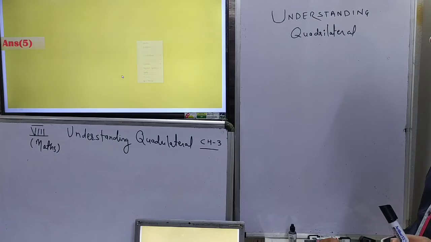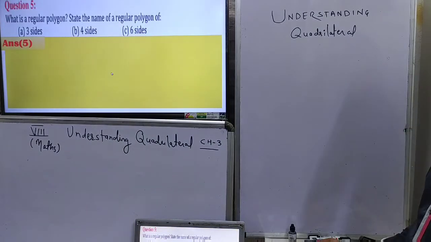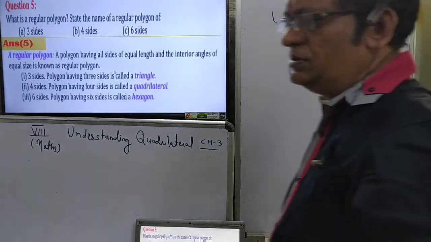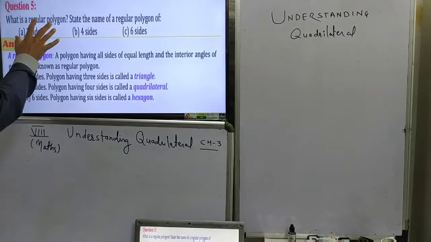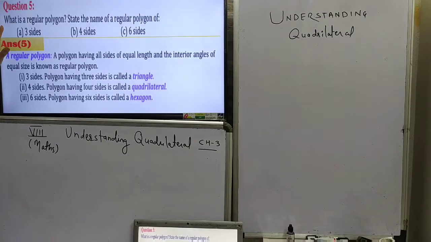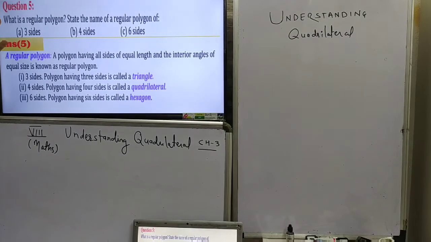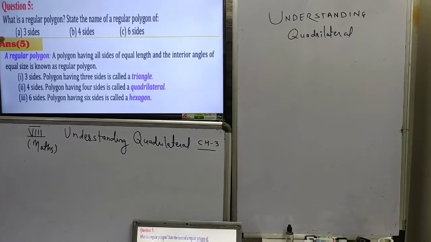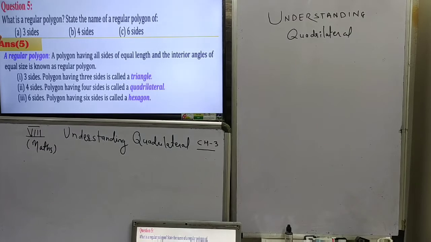Now we want to know regular polygon with 3 sides, 4 sides and 6 sides. Let us first know what is the meaning of regular polygon. We have already taken in the first part that the regular polygon has equal sides as well as equal angles. Means regular polygon is equilateral as well as equiangular.